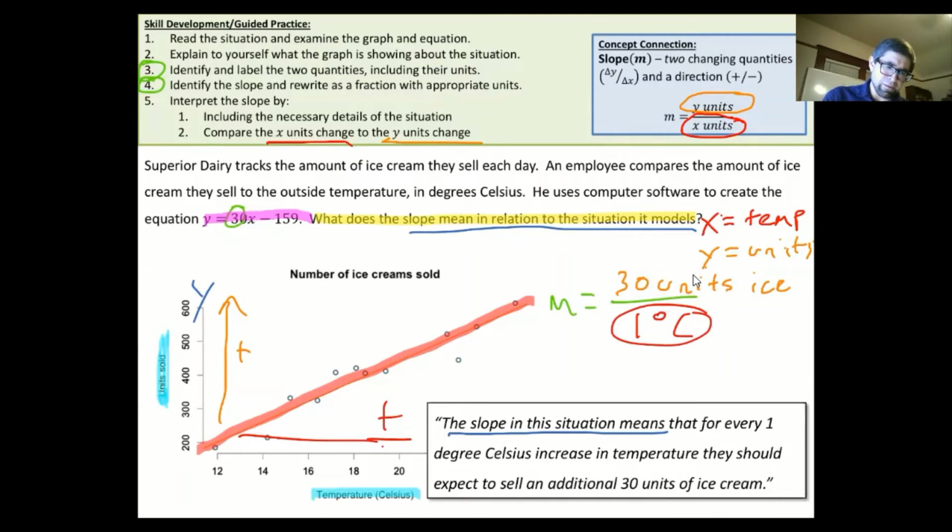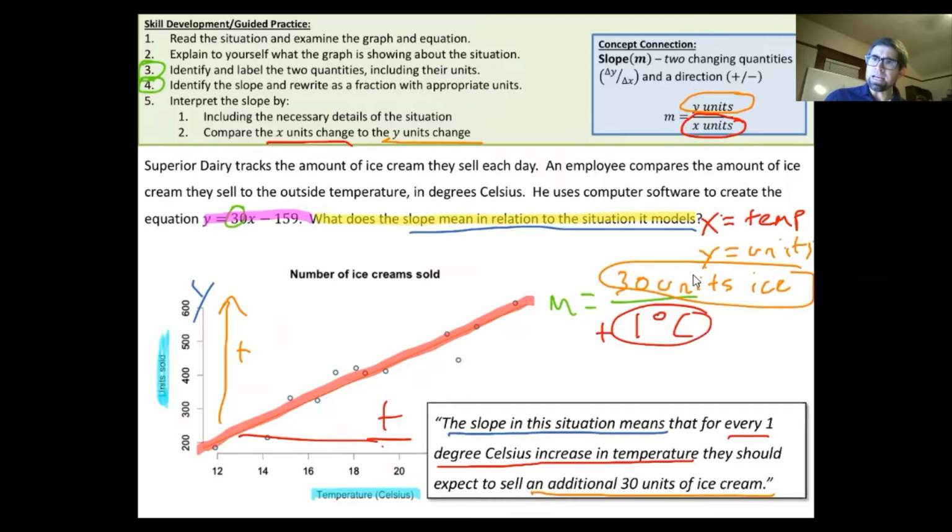So I'm going to write that this way. The slope in the situation means that for every 1 degree Celsius increase in temperature, notice how I said it had to be an increase because we're talking about a positive value here. How do I compare that to the y units? Well, up in the numerator of the fraction of my slope, I see that it's 30 units of ice cream. All right, so now I need to include that and compare it to my change of my x values here. So let me start over at the beginning. The slope in the situation means that for every 1 degree Celsius in temperature, Superior Dairy should expect to sell an additional 30 units of ice cream.